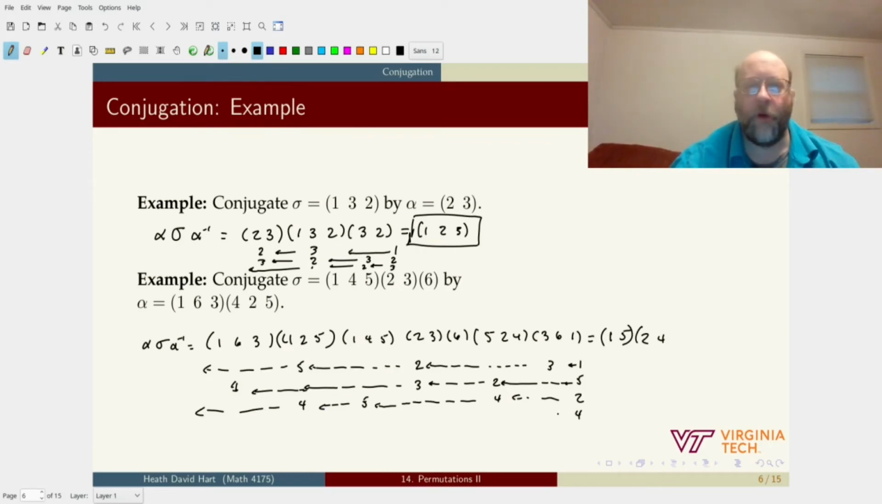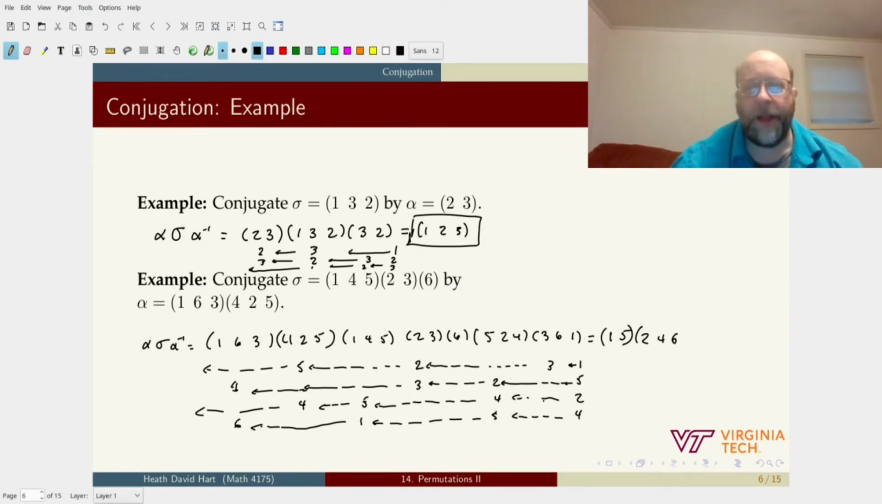So then 4 changes to a 5 here. The next thing that changes a 5 is this cycle that changes it to a 1. And then this changes a 1 to a 6. So then we get a 6.